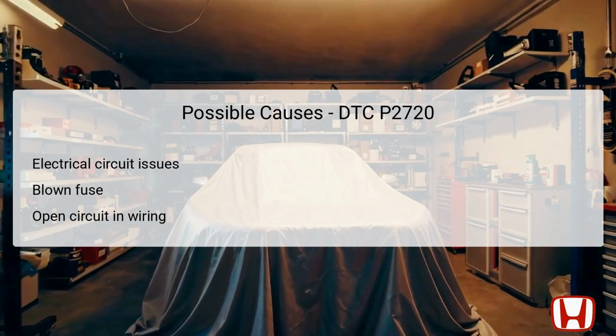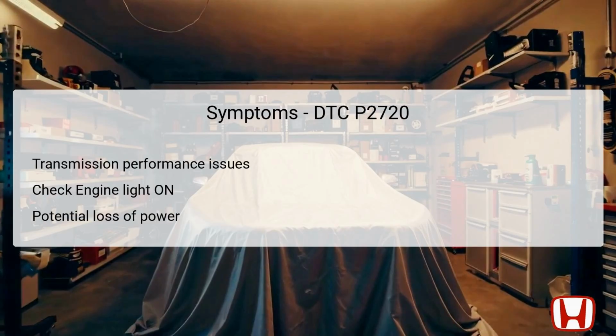Repairing an open circuit, which may exist between the pressure control solenoid and the powertrain control module, is also a key consideration. It's important to diagnose these issues correctly as they all involve electrical components rather than mechanical failures within the transmission itself. As with many diagnostic trouble codes, symptoms related to DTC P2720 often manifest through various vehicle performance issues.